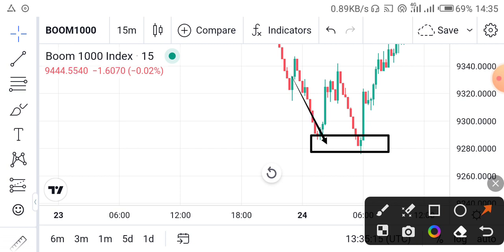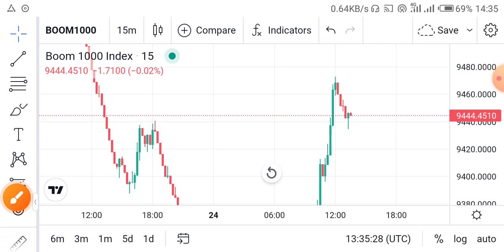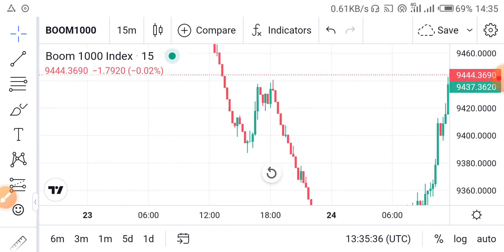This is the first leg. This is the second leg. When the price breaks the neckline, you place your trade. And if you look at it, it went far. See, that's so much money. All right, so that's for that one. Let me just check other ones.